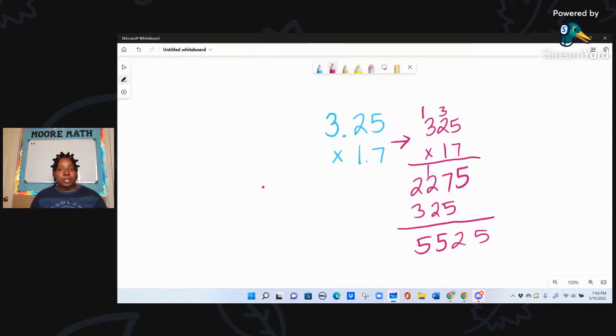That's step 1. Step 2 is to say, well, how many numbers are after the decimal? So let's look at this first one, 3.25. How many numbers are after the decimal? 1, 2. So there were 2 here. How many numbers were after the decimal in 1.7? 1. How many is that all together? 3. So in my answer, I should have 3 numbers after the decimal. 1, 2, 3.